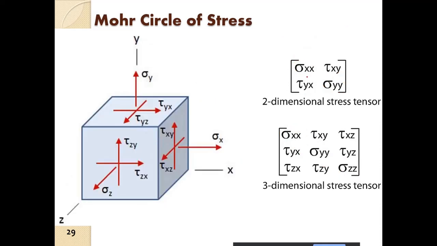So today I will quickly complete this. So we have this three-dimensional case. We have sigma x, sigma y, and sigma z. All right, and then you can see tau xy, tau yz, and similarly the other three components. So this is a three-dimensional stress tensor.